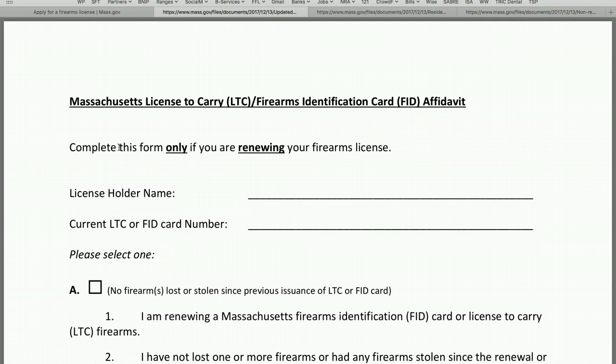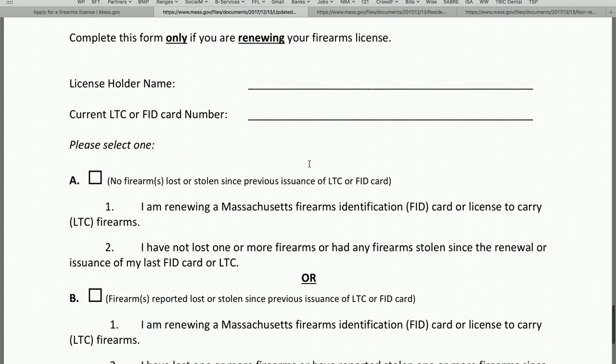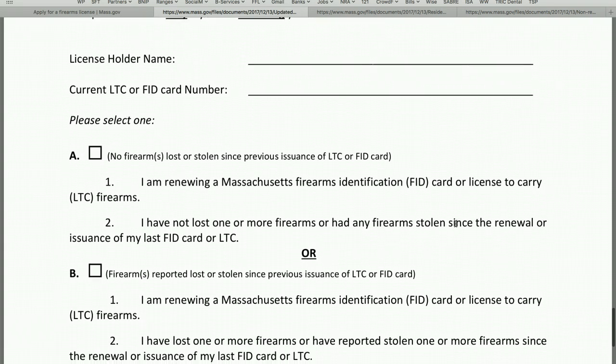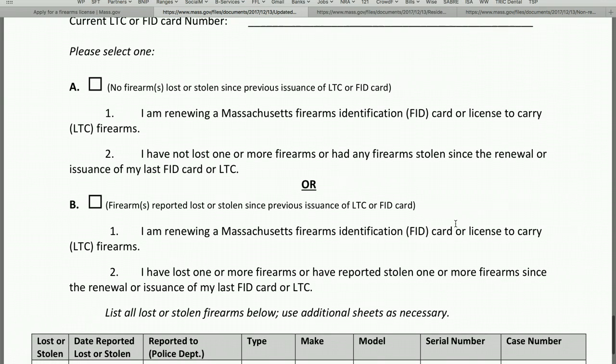So right here it tells you to complete this form only if you're renewing your firearms license. If you already have your license, then you're familiar with this process, right? You're just going to put your name, your current number, and it's going to say, "Hey, I'm renewing my LTC or FID card," stuff like that. If you're 18, I do recommend that you get your FID card, so that way you start building credit. It's kind of like building credit with a credit card, right?